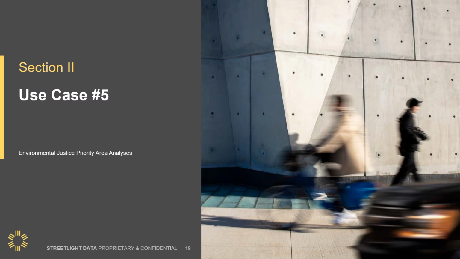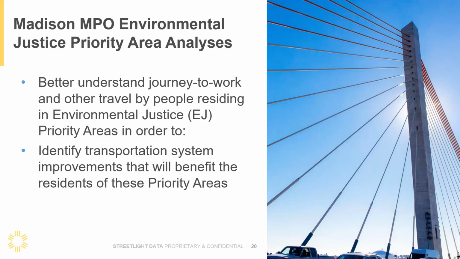So I've been running a bunch of different analyses with those zone sets, and you can go to the next slide, please, Milton. So we did this for several different reasons. One, we want to better understand the journey to work and other travel by people who reside in those environmental justice priority areas. And we want to do that in order to identify how we can improve the transportation system to benefit the residents of those priority areas. Next slide, please.